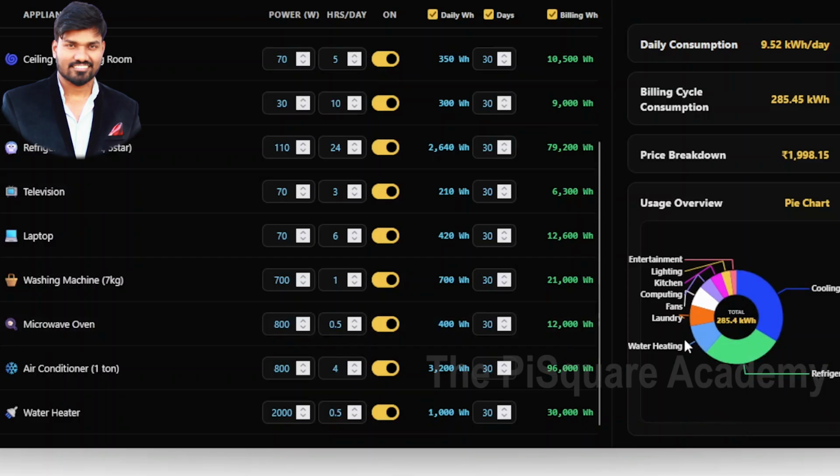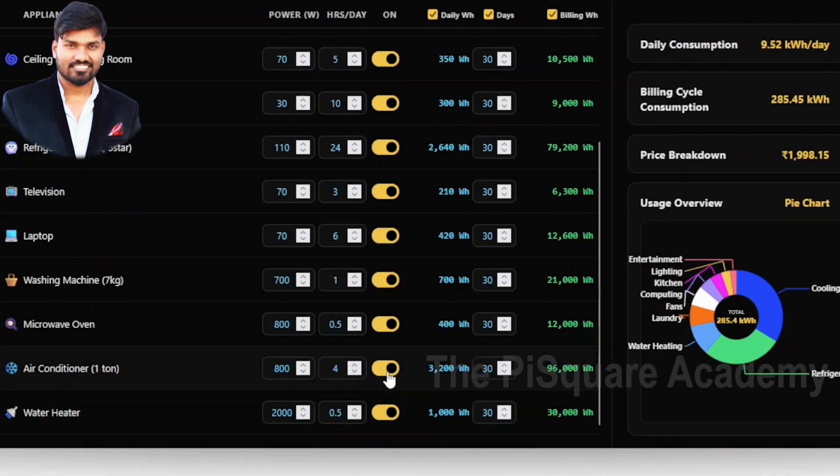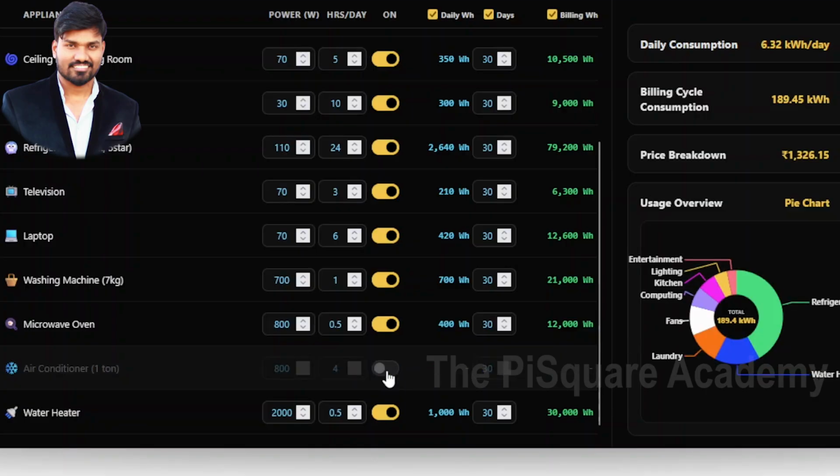Then water heater for taking a bath and all. If there is no winter season, AC will be there. If it is a winter season, heater will be there, water heater, and AC will not be there. Okay, look at this, the price changing and all. How is this price changing?